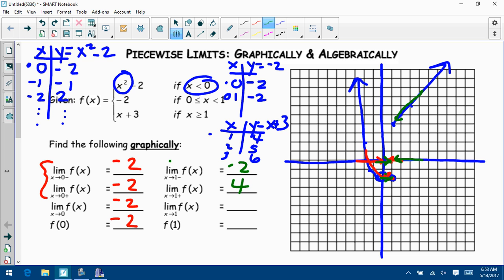So since the left-hand and right-hand limits are different, we'd have to say the limit as x goes to 1 does not exist. But f of 1 exists. f of 1 is where the dot is. That's right up here. So f of 1 is 4.